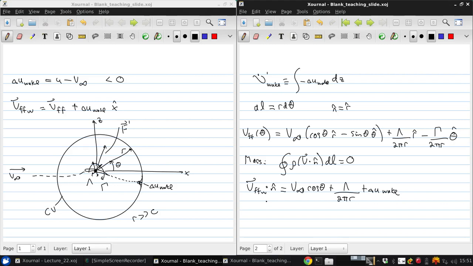And now if we perform the integration, this is just rho r, which we can bring outside the integral because they don't vary, times the integral from 0 to 2 pi, which brings us all the way around, of V infinity cos theta plus lambda over 2 pi r times d theta. Plus, we're going to integrate the delta u wake component not in polar coordinates but in Cartesian, because in the region where delta u is not 0, it's essentially only in the z direction. So this is going to be rho times the integral of delta u wake dz.